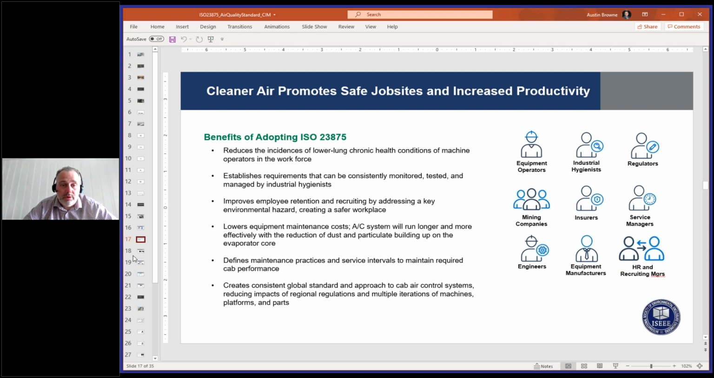Of course, it can lower the equipment maintenance costs. The AC system will run longer. It will reduce the dust. It will help to reduce the particulates building up in the evaporator part, so you don't have to change it on a regular basis.